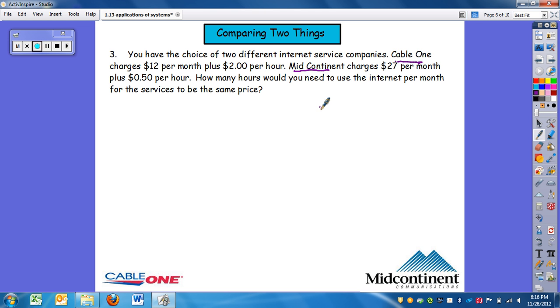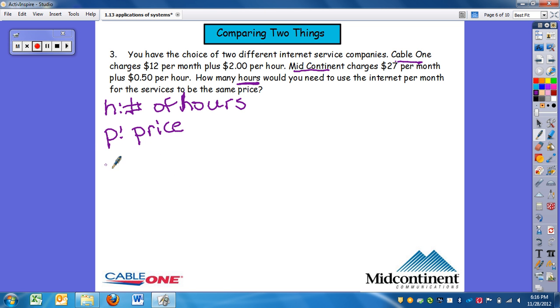So, examining this, we are comparing Mid-Continent to Cable 1. So you're going to have an equation for each of them. Look at your last sentence. You're asking how many hours. Hours is one variable, so H is the number of hours. And after you know the number of hours, you can calculate how much you owe, or the price. So I'm going to do P for price. So you're going to write two equations, one for Cable 1 and one for Mid-Continent.